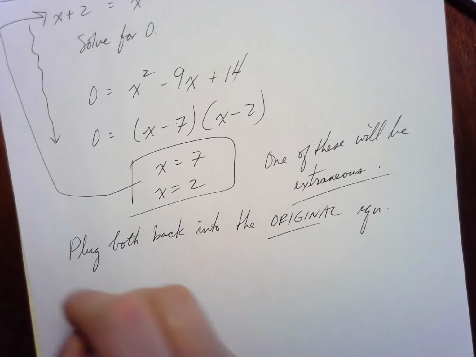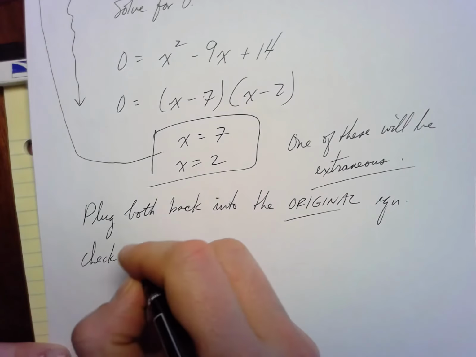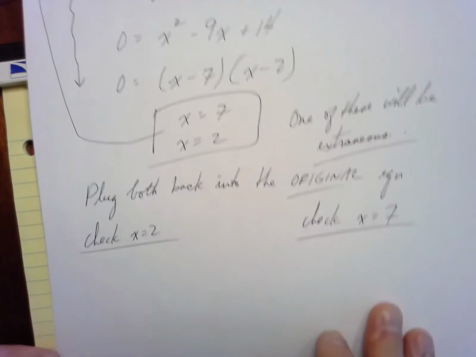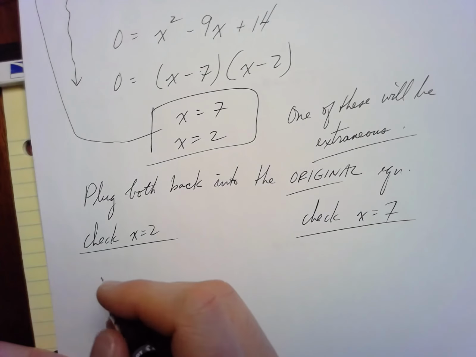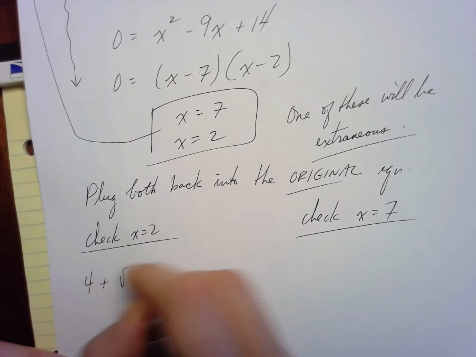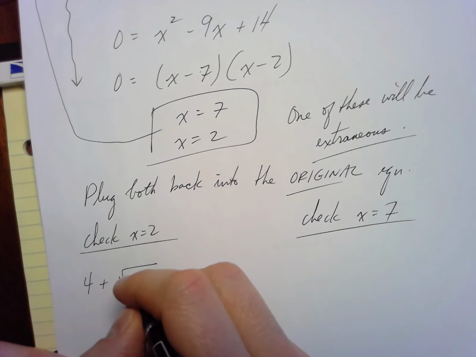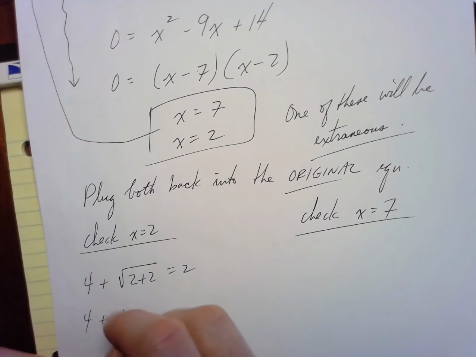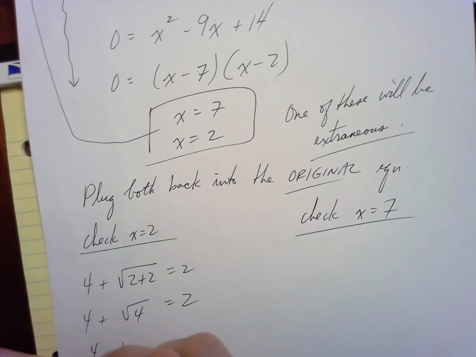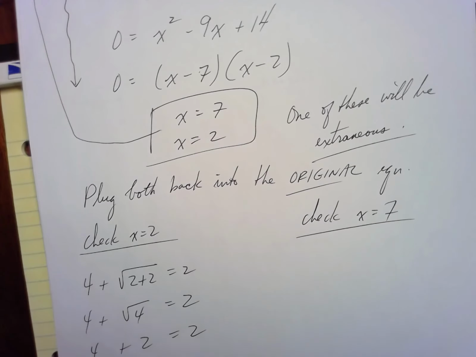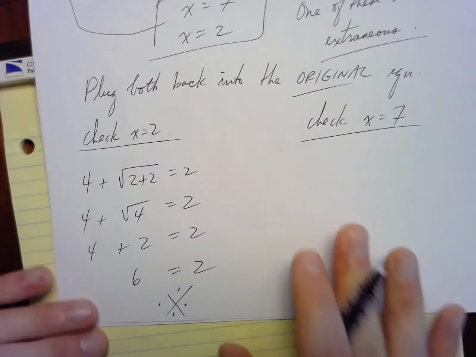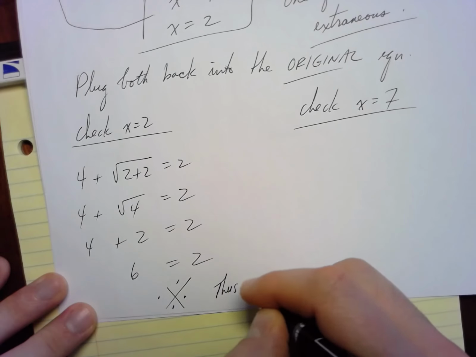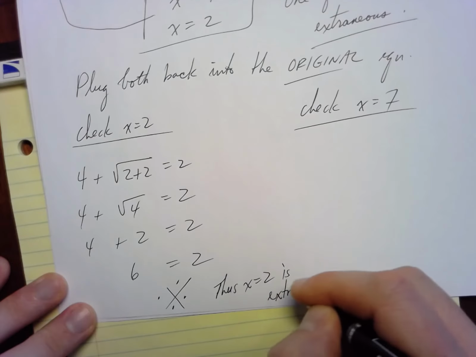Alright, so let's plug in the 2. We're going to check x equals 2, and we're going to check x equals 7. If we check x equals 2, our original equation would be 4 plus root of 2 plus 2 equals 2. So that's 4 plus root of 4 equals 2. 4 plus 2 equals 2. 6 equals 2. That is a contradiction. So thus x equals 2 is extraneous.